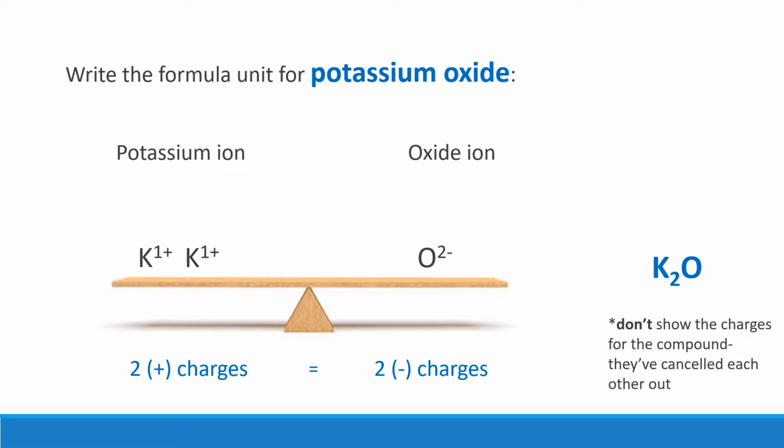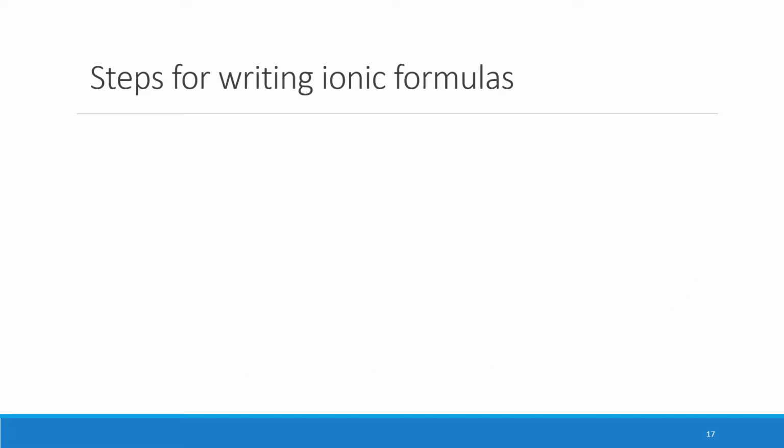Right, when we write that formula, we don't show the charges anymore because they have canceled each other out. But what we do include is a little subscript here, and that shows us how many potassiums there are. Oxide doesn't need a subscript because we understand if there's no subscript, that just means one of those. Right? So this is what we want to be able to do with our names and formulas.